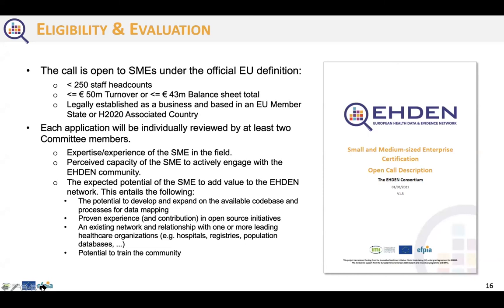So who can apply for this SME call? Under the EU definition, the headcount should be below 250 staff members, and the turnover should be less or equal to 50 million euros or a balance sheet of less or equal to 43 million. And importantly, you need to be a legal entity and based in an EU member or in a Horizon 2020 associated country. Every application that gets submitted gets individually reviewed by at least 2 committee members.